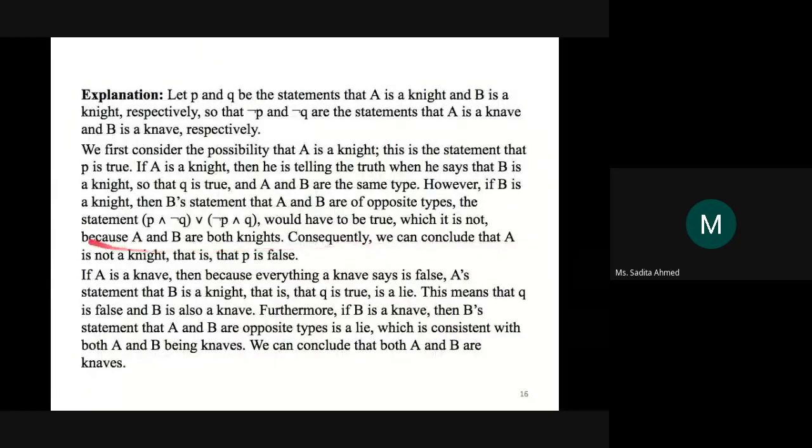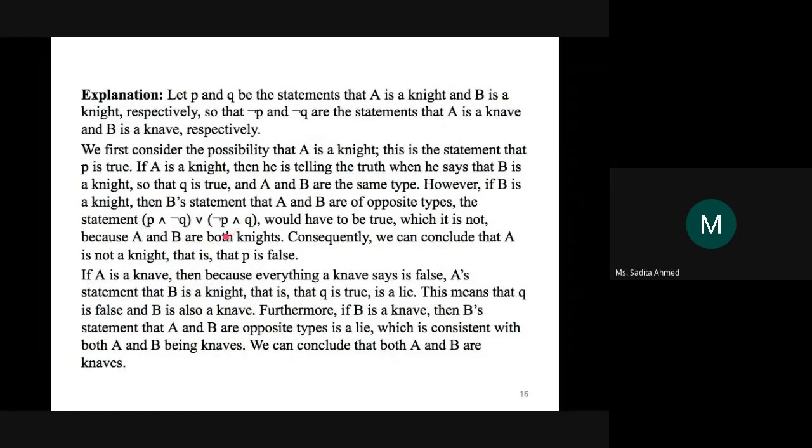Or in other words, we can represent it in this manner. What did B say? That we are of opposite types, right? So either this is true, that is P and not Q. P and not Q is opposite, right? What is P? P is A is a knight. What is not Q? Not Q is B is a knave. So opposite types. So P and not Q, both of them combined with and, because they have to be of the opposite kinds.